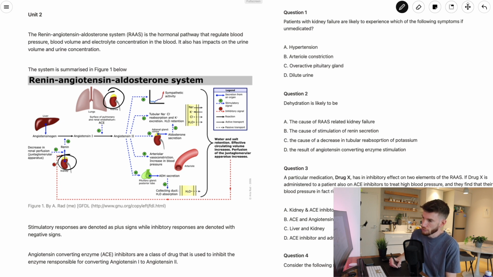So if there was kidney failure, then it would mean that you wouldn't have renin production, which means therefore renin looks to be stimulating the conversion of angiotensinogen into angiotensin 1, which is kicking off the whole process. So we're blocking it right at the start. If we have no kidney function, we have no renin, and therefore we have none of anything downstream of it at that point, because there's no negative loops in there or no negative feedback.